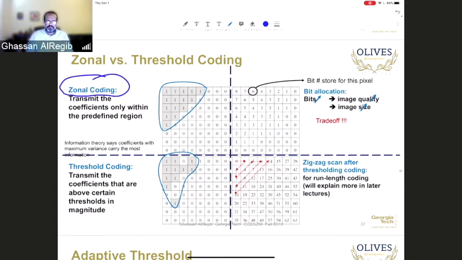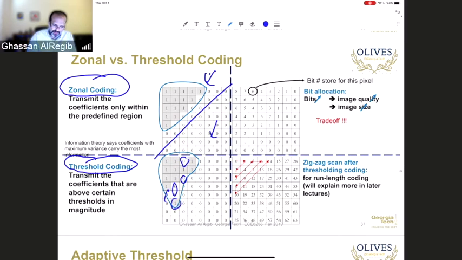Zonal coding means that the location of the DCT coefficient in the block, whether it is on the low frequency side or on the high frequency side, will determine if we keep it or not, right? And the second one is threshold coding, meaning that it doesn't matter what the location is. What really matters is the magnitude. So there's a threshold on the magnitude of the DCT coefficient. If a certain DCT coefficient is lower than a certain value, then I will zero it out, like in this example here. If it's higher than a certain value, then I will keep it.